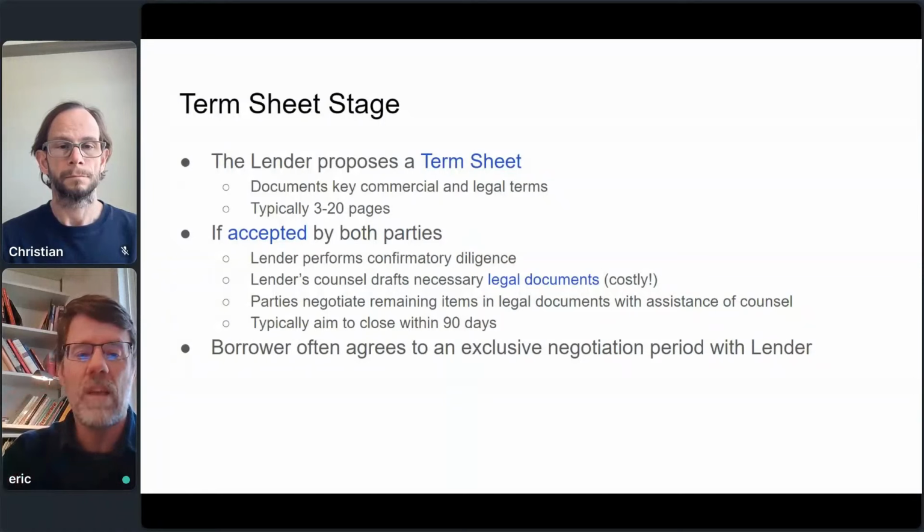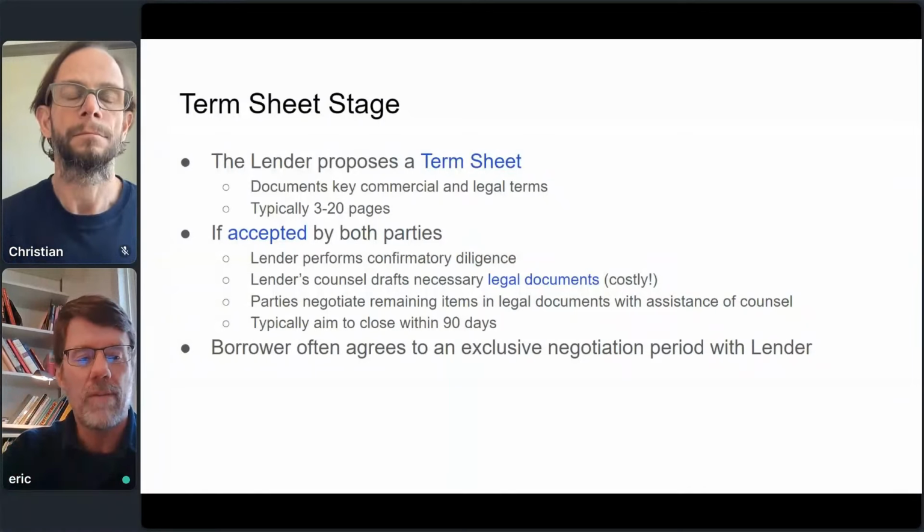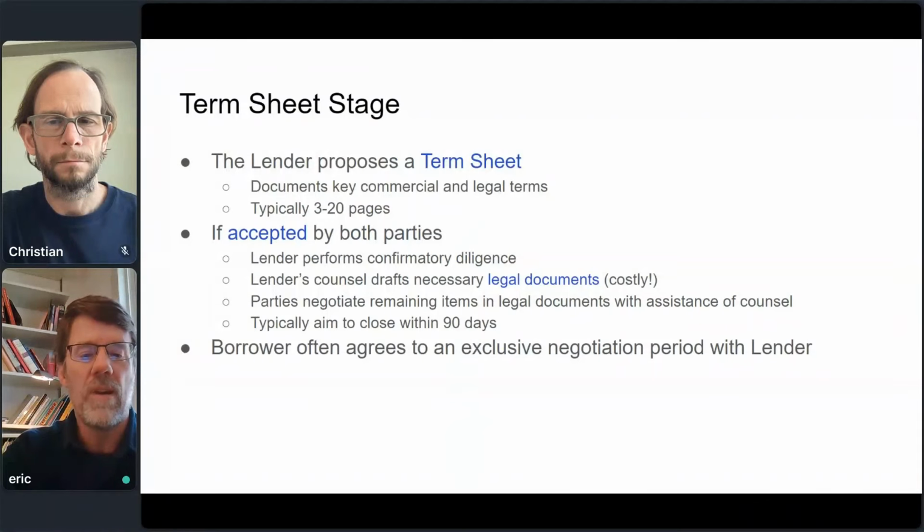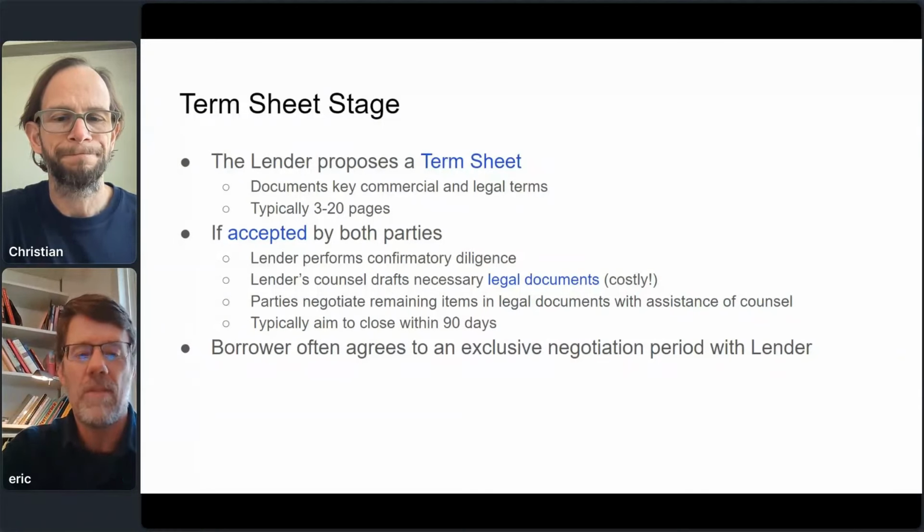Then the lender's counsel typically starts drafting legal documents. This is expensive, right? So you don't want to start this step until you think you're close to getting there. Then the parties are going to negotiate the remaining items in the legal documents, with counsel on both sides. Even though the term sheet might be 20 pages, by the time you're done with these transactions, Christian, there's probably going to be at least 4 or 5 documents and hundreds of pages. So there are lots of other points, and some of them material, that still have to be discussed. Is that fair? Correct. Yeah, so there's a lot there.